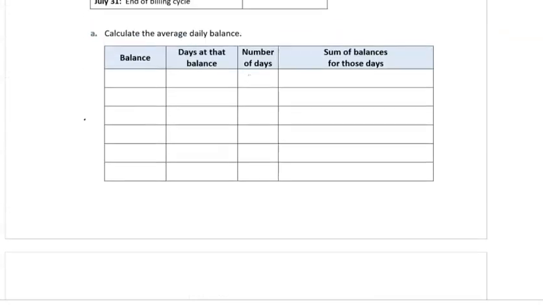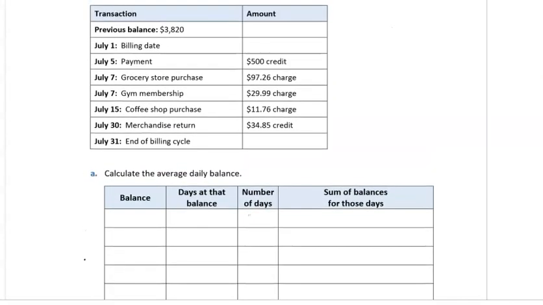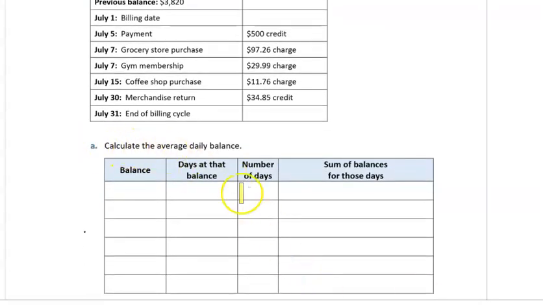To find the average daily balance, it is convenient to create a table in order to organize the information. So a table listed here in part A was created with columns for the balance, the number of days at that balance, and then the sum of the balances for those days.